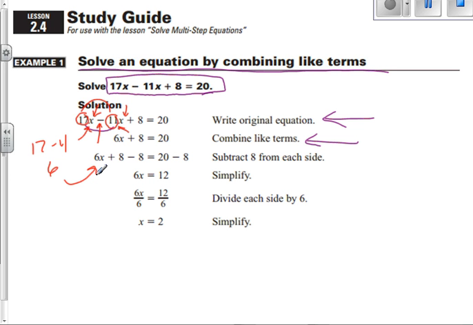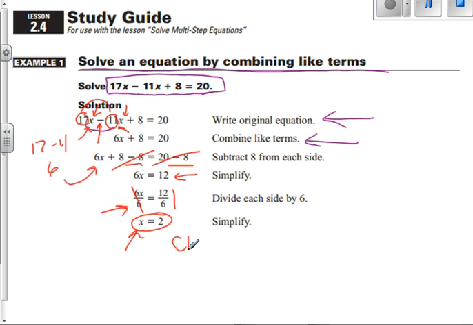And then we're going to use the subtraction property of equality. So you're going to subtract 8 from both sides, and this gives you 12 on this side. That cancels, so you're left with 6x is equal to 12. Then you are dividing by 6 on both sides. The 6's on the left will cancel. Actually, it gives you 1, and 1 times x would be just x. And then 12 divided by 6 would equal 2. So that is my answer.